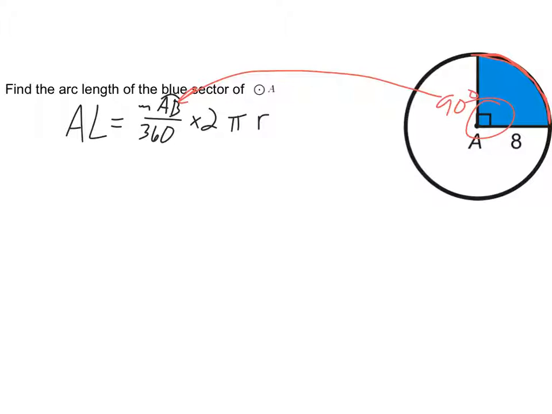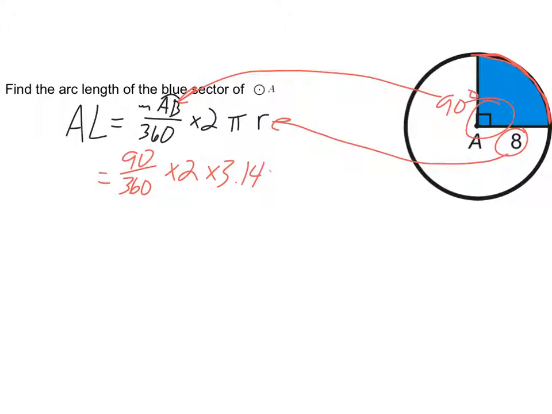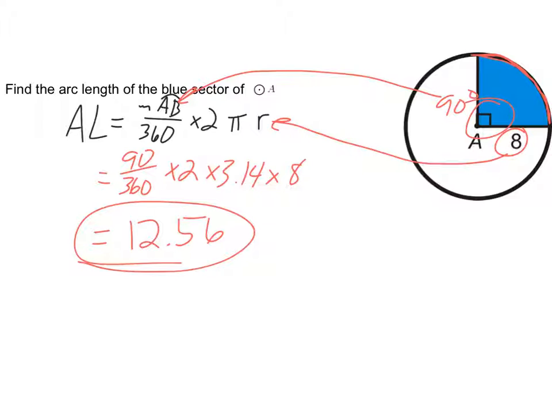That's going to go into the top of our fraction. The radius of 8 goes in for r. We're still going to use 3.14 for pi, so our equation is going to look like 90 divided by 360 times 2 times 3.14 times 8. And again, we can type that in just the way we see it. If we hit enter, we get our arc length of 12.56. And that's going to be the length of our arc in that blue sector.